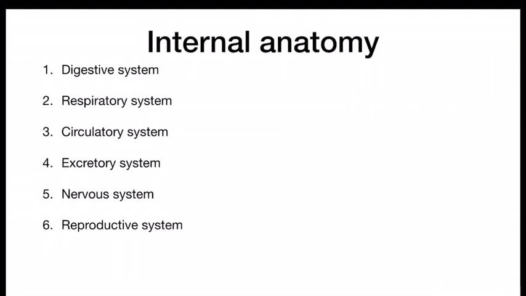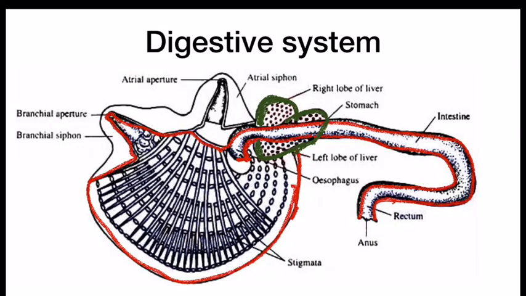So let us now discuss all these internal physiological systems in detail. First we start with the digestive system. The digestive system of Herdmania is a complete digestive system. It starts with the branchial aperture. This branchial aperture is also known as mouth, and this alimentary canal ends with anus. So it starts with mouth and it ends with anus, so that's why this kind of digestive system is called a complete type of digestive system.